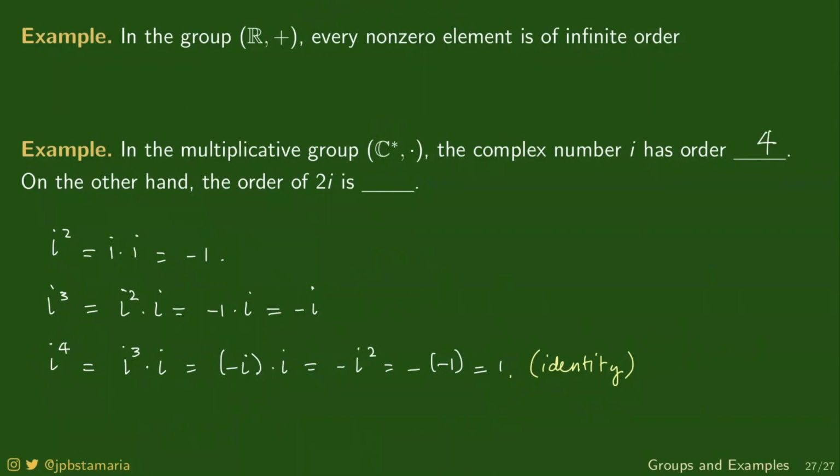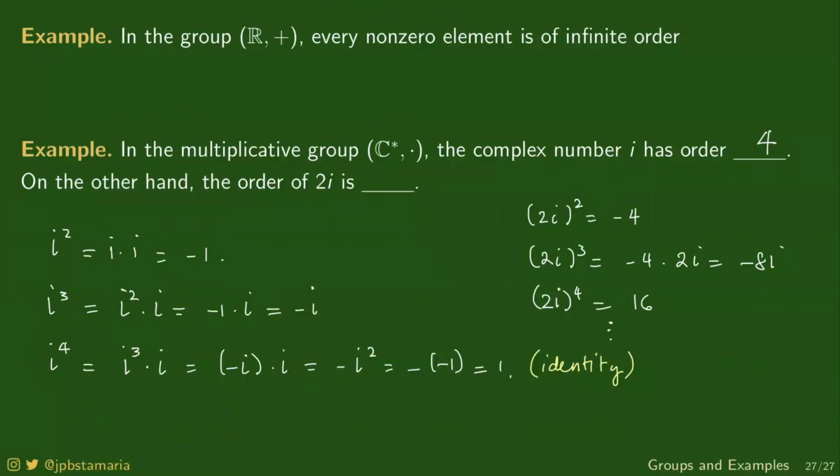O, ano namang order ng 2i? Check nyo nga yung 2i. 2i squared. Di ba? Negative 4. 2i cubed. Minus 8i. 2i to the fourth. 16. Ano kaya order ng 2i?